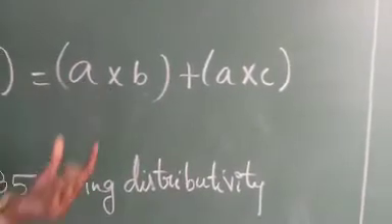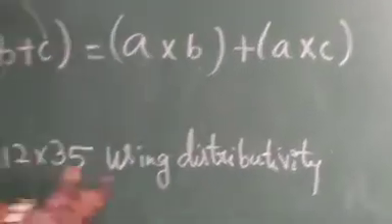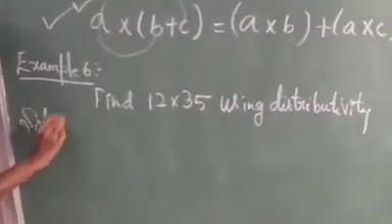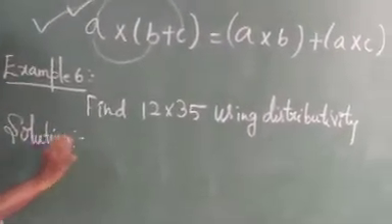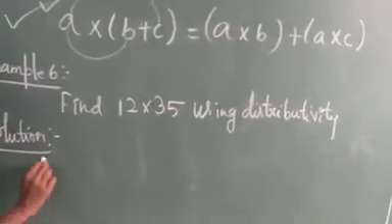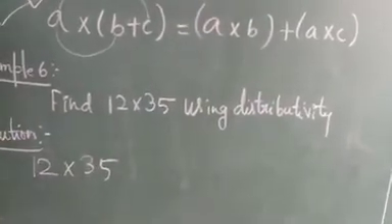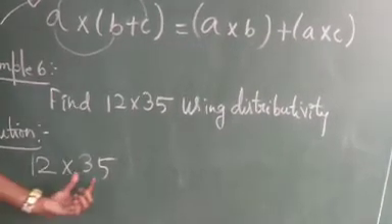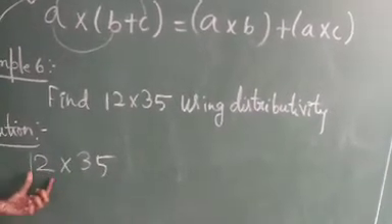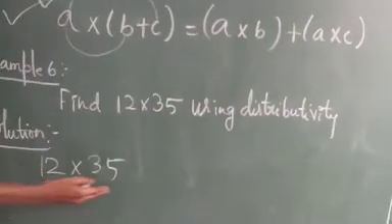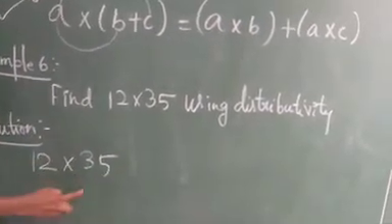Now let us solve this problem by using the distributivity. This is your example problem. What number is given? 12 into 35. You already know how to solve this, that means you know how to multiply 12 and 35. But by using the distributive property we will see how to solve this.